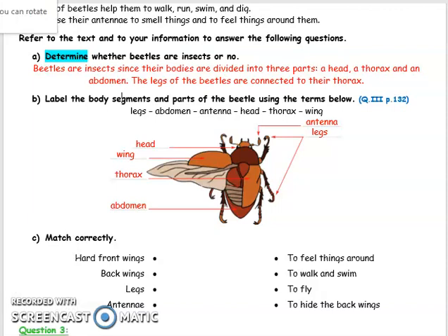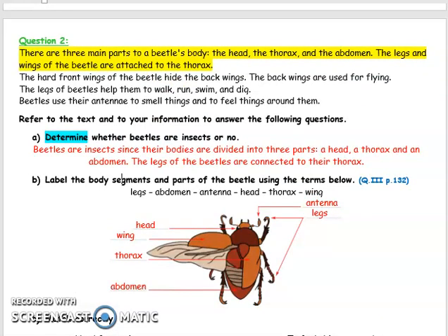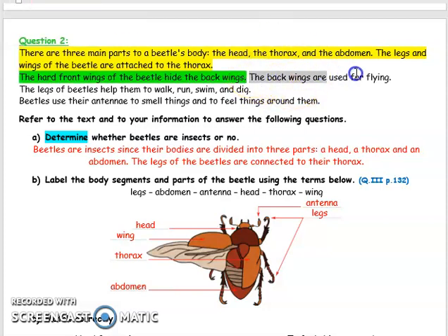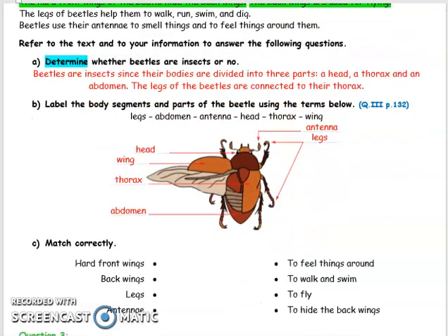The hard front wings. Look at the hard front wings. What did they tell us about the hard front wings? They hide the back wings, and the back wings are used for flying. Okay? So the beetle has 2 kinds of wings. It has hard front wings that hide the back wings, and the back wings are the ones used for flying.